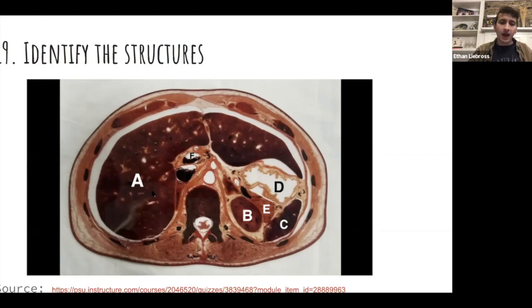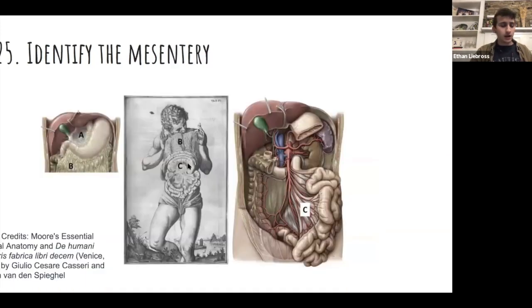And as we said, A is the liver. So a structure that's kind of like a sac that's tucked up behind A, which is the liver, is going to be the gallbladder. So F is indeed the gallbladder. So moving on, we have two more questions here.